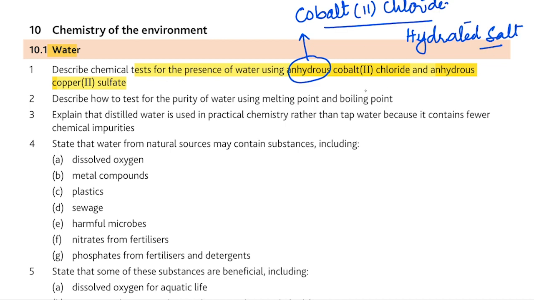If we talk about copper sulfate hydrated salt, with water it is a hydrated salt. When we heat it, the water will evaporate and it will turn into anhydrous copper sulfate, which is without water. Copper(II) sulfate without water is a white colored powder.